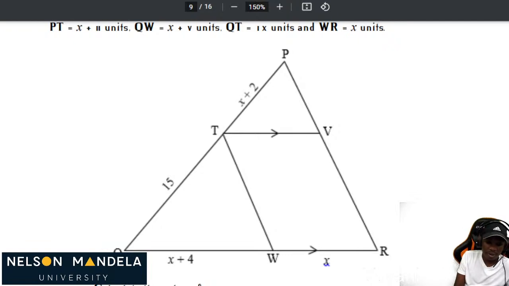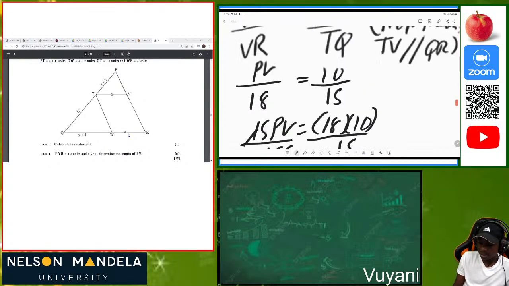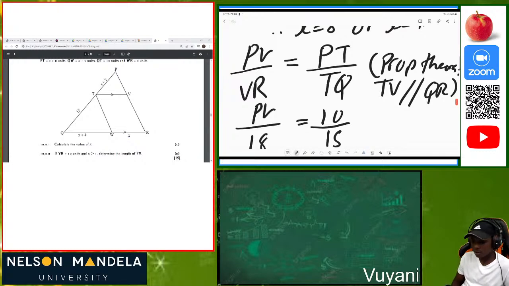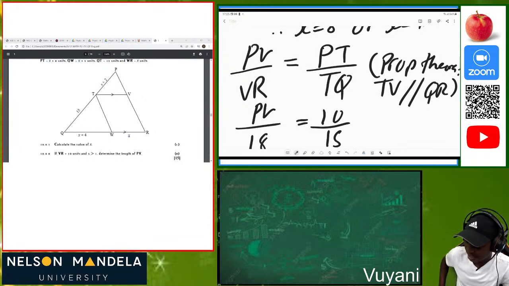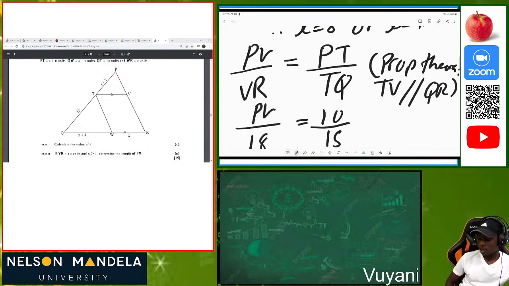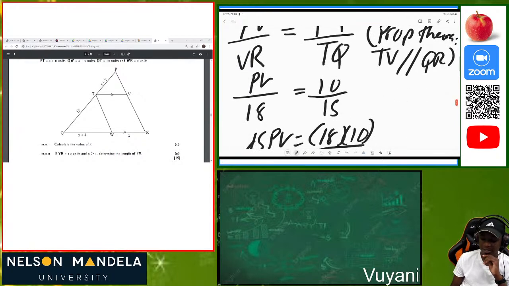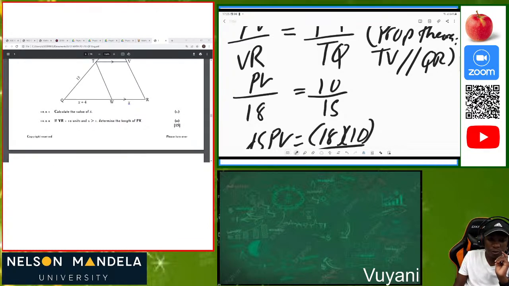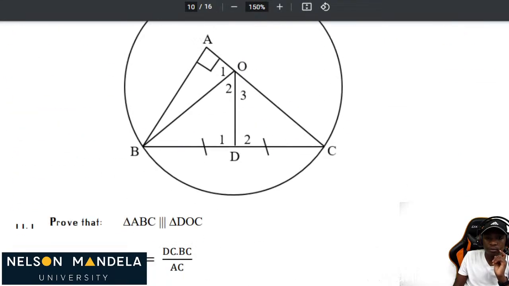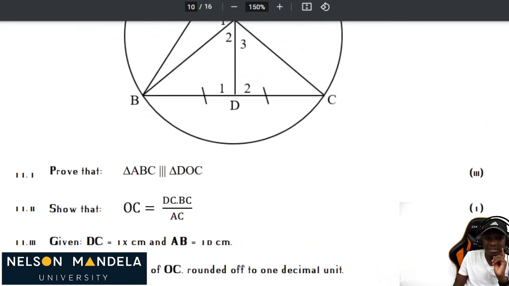Oh, sorry. Let me just start again. So we have PV over VR is equal to PT over TQ. That's the prop theorem, provided that TV is parallel to QR. So we can see that they are parallel lines. So we can now substitute, having PV over VR, which is 18 and 10 over 15. Then we do what we do best and we are able to solve the equation.